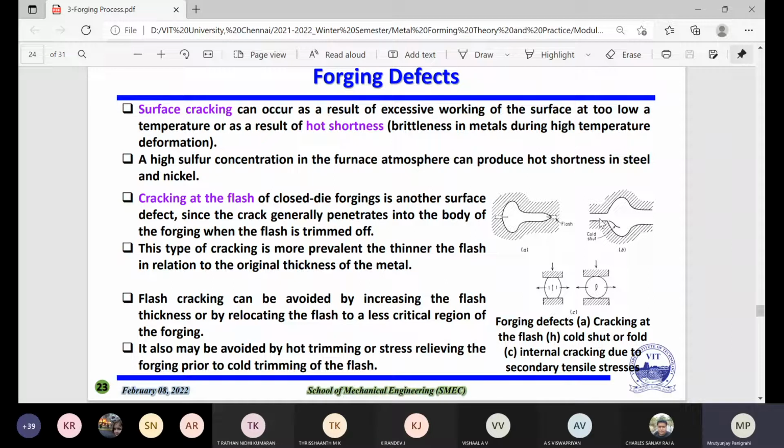And the second one we have is the pole shot or the fold. And the third one is internal cracking due to secondary tensile stresses. That's why all these parameters matter, because whenever a customer tells us, we have to make defect-free material. If you have some defect, I will give one example.